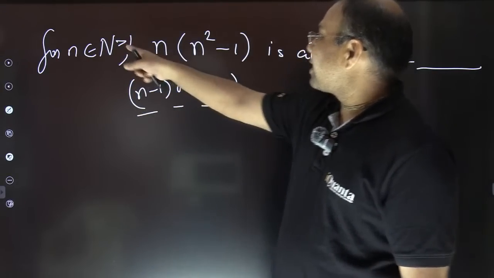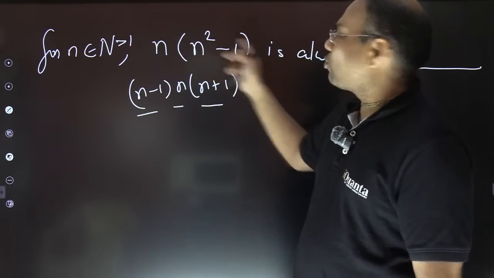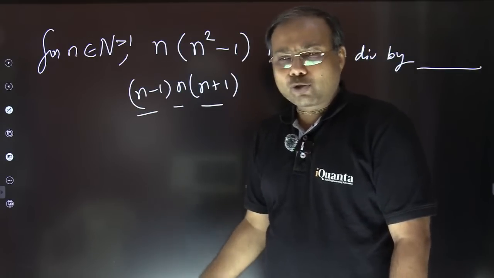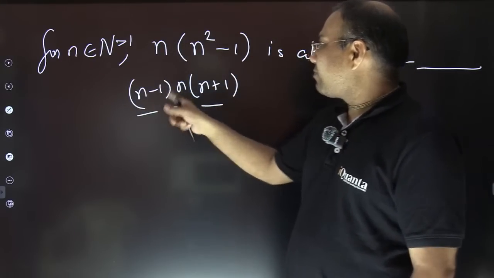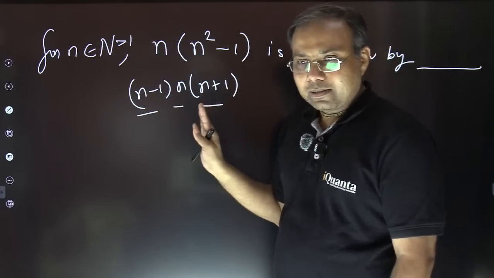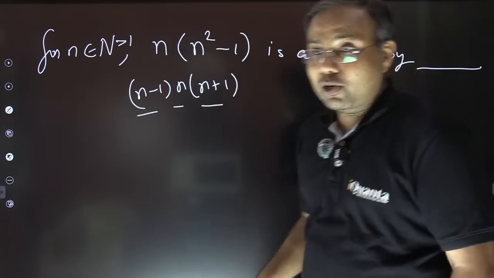मैंने जानबूझ के n greater than 1 लिया because if I take n equals to 1 तो 0 बन जाता ना. उस 1 को avoid करने के लिए I have taken n to be more than 1. Anyway, so n minus 1, n and n plus 1. Fine. So it is the product of 3 consecutive integers.